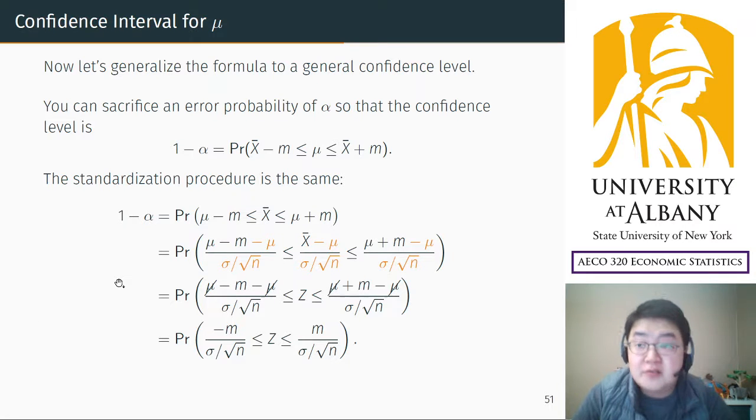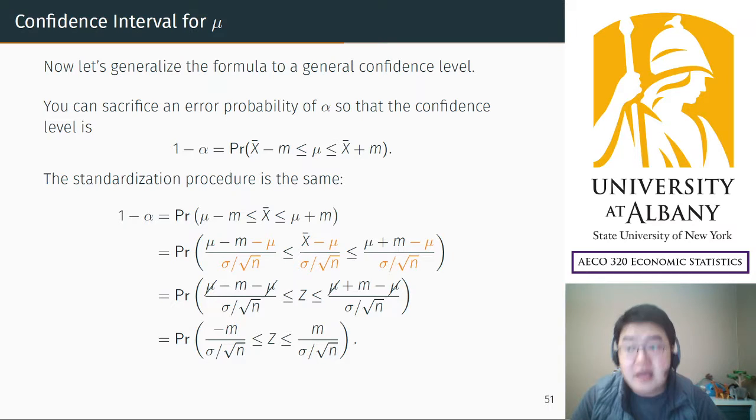Hello. In the previous video, I derived how to calculate a 95% confidence interval for the mean. And we used the sampling distribution and standardization, and then used the standard normal distribution CDF. That idea can be generalized to any value of confidence level. So I will derive the general formula for a general confidence level.